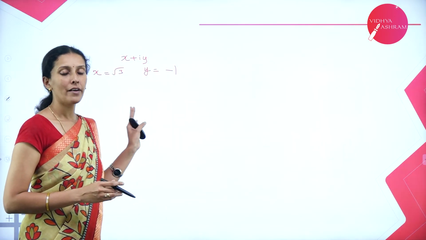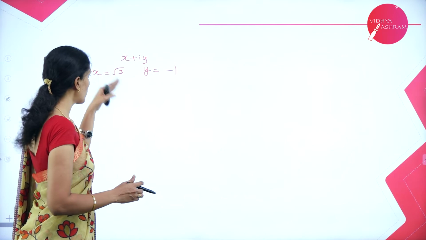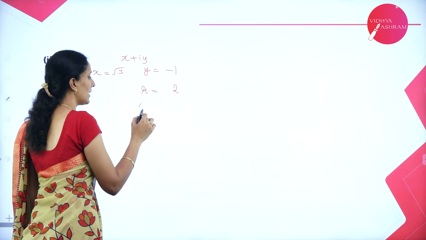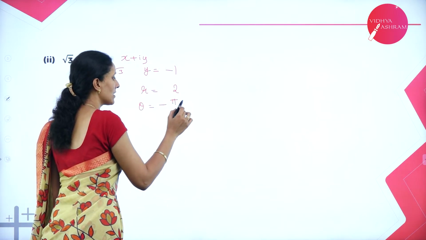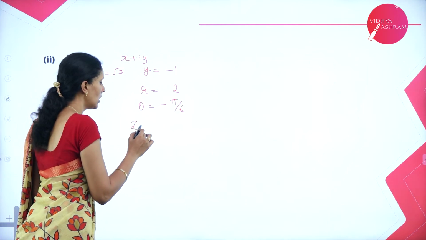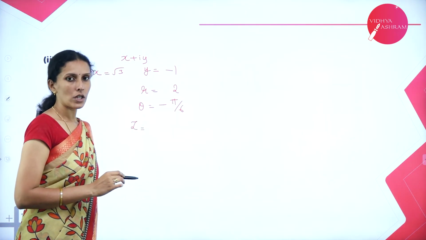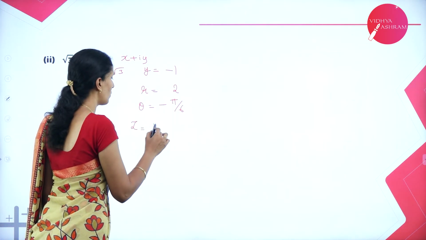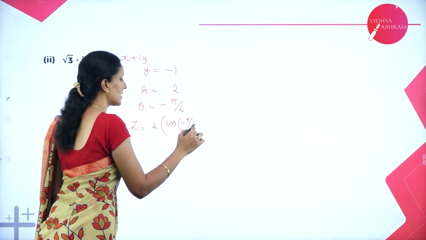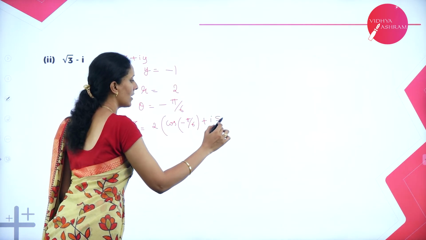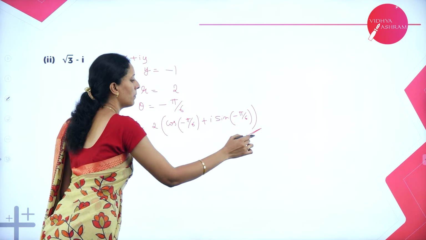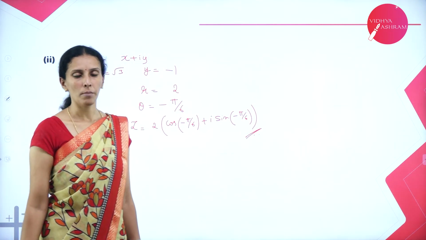So here we are just writing it in the polar form. So you have to find the value of r, which you will get is 2, and theta you got it as minus pi by 6. You have to find these values, then substitute in the general equation r cos theta plus i sin theta. So which will be 2 into cos of minus pi by 6 plus i sine of minus pi by 6. So this is the polar form of the given complex number.